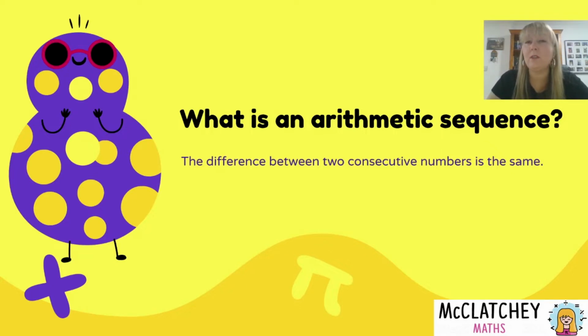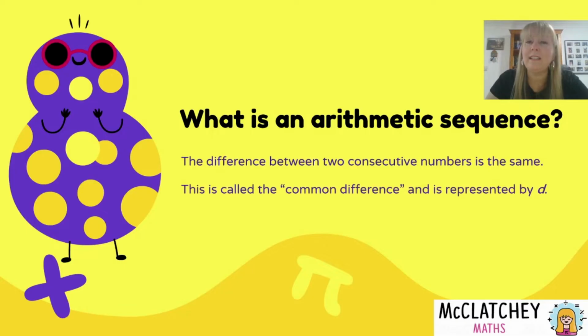So with our series that was 2, 4, 6, 8, the difference between 2 and 4, they're consecutive numbers, which means they're side by side, well, the difference between those was 2, and the difference between 4 and 6 was also 2. So that difference stays the same all the way into infinity. And we call that difference between those two numbers the common difference, and it's represented by the letter D.